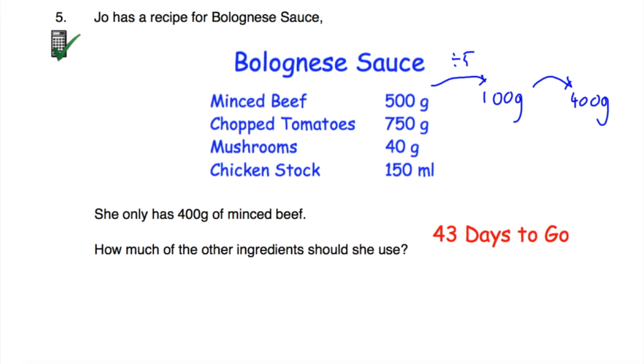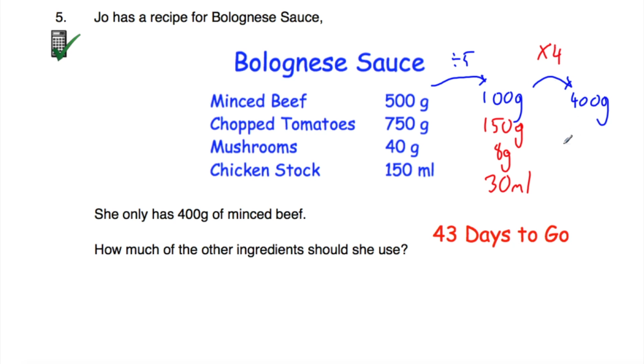So 750 divided by 5 is equal to 150 grams. 40 divided by 5 is equal to 8 grams, and we can take 150 milliliters and divide that by 5, that'll be 30 milliliters. So we now know how much of the other ingredients you would need if she had 100 grams of minced beef. Now we want to find out how much of the other ingredients you would need if she's got 400 grams of minced beef. So we're now going to multiply all of these by 4.